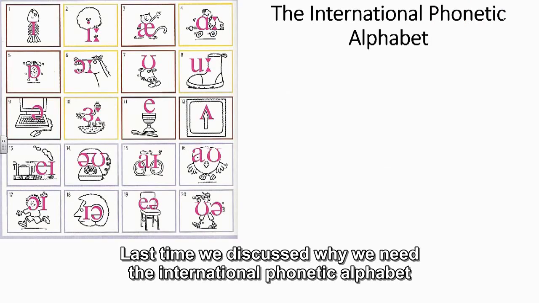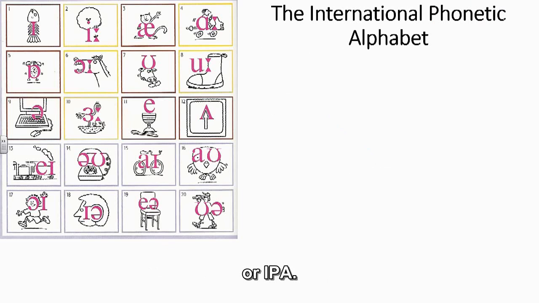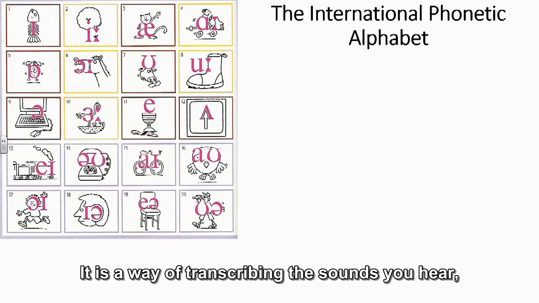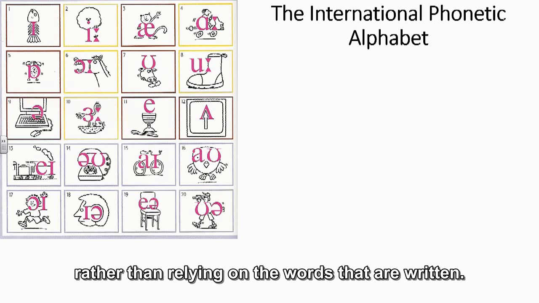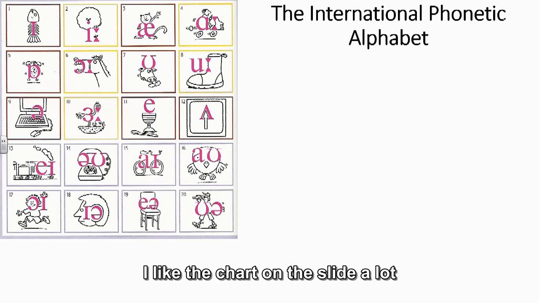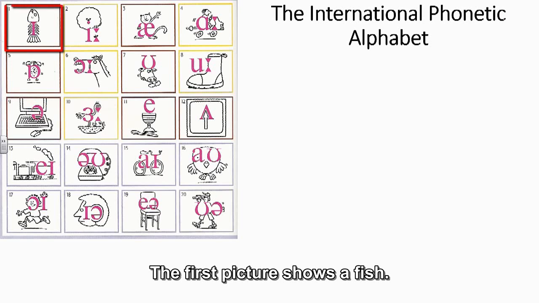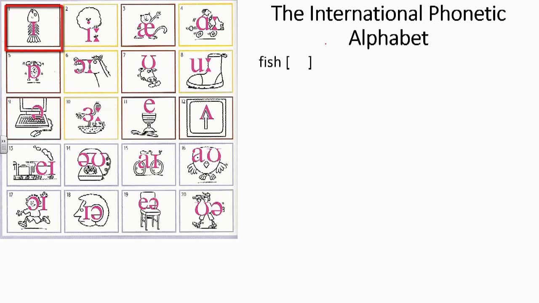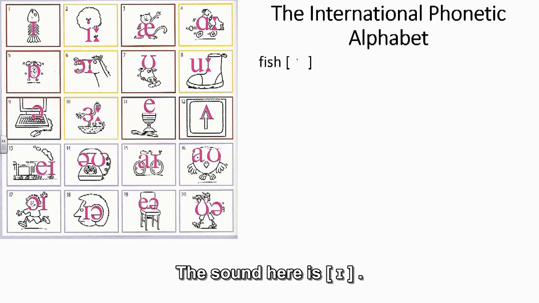Last time we discussed why we need the International Phonetic Alphabet, or IPA. It is a way of transcribing the sounds you hear rather than relying on the words that are written. I like the chart on the slide a lot because it has little pictures to help you remember the sounds. The first picture shows a fish. The sound here is I.